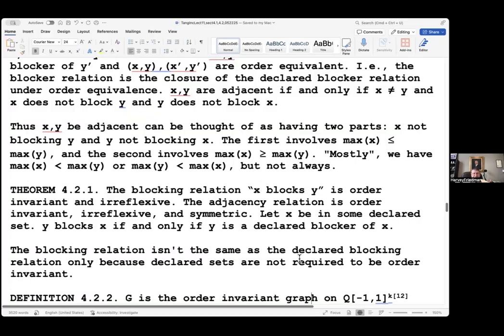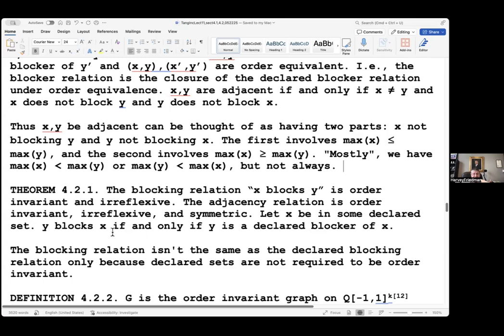In other words, we could have X blocks Y and Y blocks X. This sometimes happens, but most of the time it does not happen, and most of the time we want to know that it does not happen. The blocking relation X blocks Y is order invariant and irreflexive. The adjacency relation is order invariant, irreflexive, and symmetric.